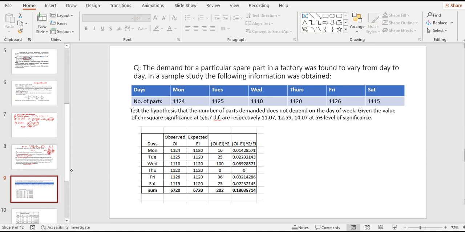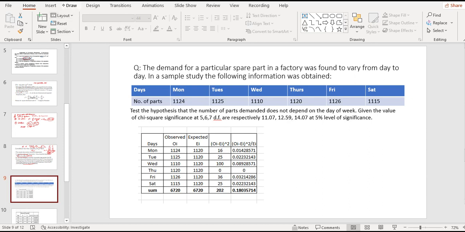So the question is, test the hypothesis that the number of parts demanded does not depend on the day of the week. Okay, so this is the observed frequency which is given here, and what we want to test is that the demand of the spare part doesn't depend upon the day of the week.